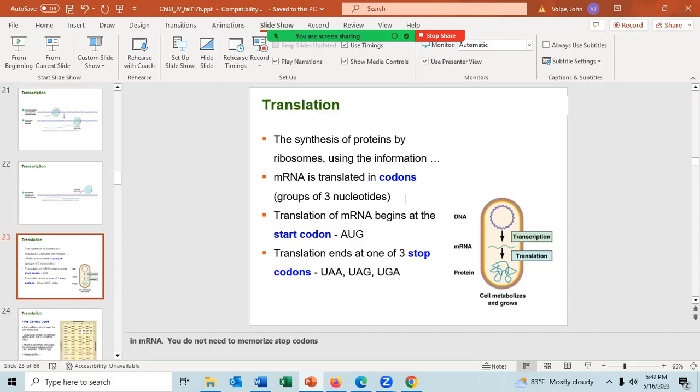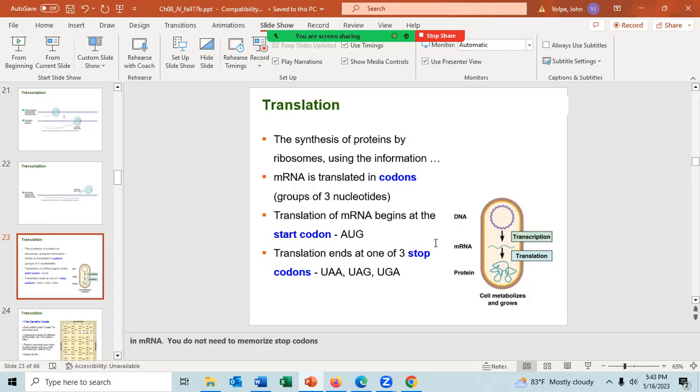The rRNA is actually in the ribosome, and ribosomes are both rRNA and ribosomal proteins. And then the tRNA brings the correct amino acid into the growing polypeptide that will eventually become the protein. So the tRNAs are what bring the correct amino acid in, and it's actually the tRNA that reads the messenger RNA, and you'll see that when I go through it in depth.